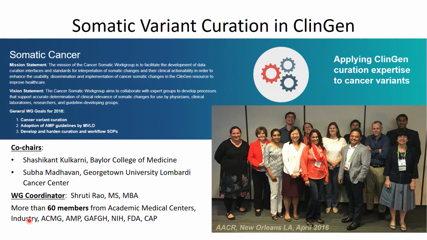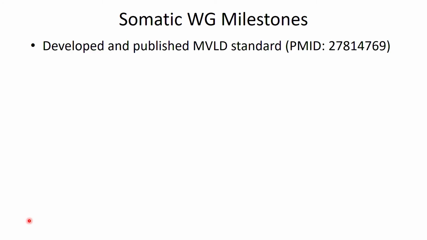It is led by Shashi Kulkarni and Subha Madhavan. We have more than 60 members from different academic institutions, from industry, and we have a wonderful coordinator in Shruti Rao from Georgetown University. So here are some of the accomplishments and important milestones from the Somatic Work Group. In 2017, the group developed and published what we called the MVLD standard. It stands for Minimal Variant Level Data Standard, and I will explain what it is in the next slide.